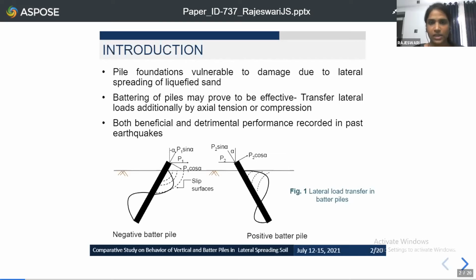This figure shows the lateral load transfer in batter piles, and the pile which is inclined in the direction of loading is termed as a positive batter pile, and that inclined in the direction opposite to the loading is termed as a negative batter pile.